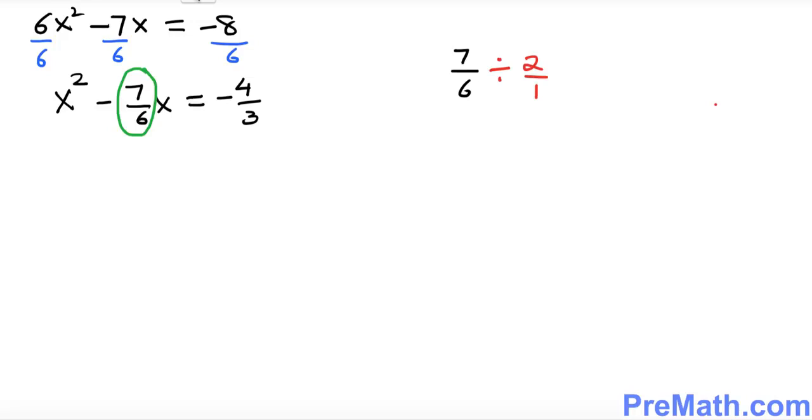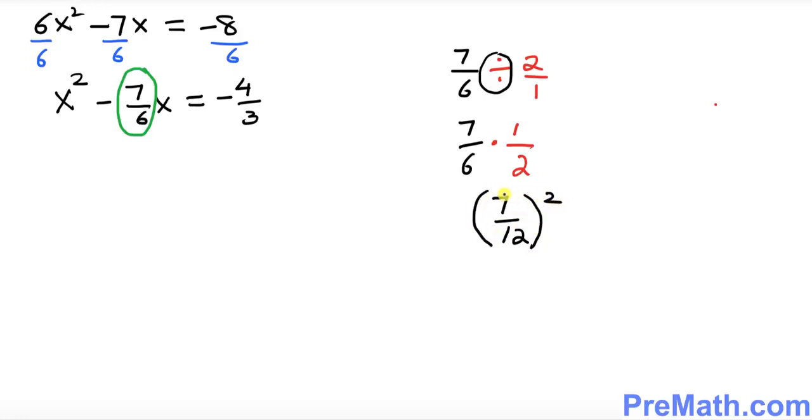Then what are we going to do next? I want you to go ahead with 7 over 6, and this division sign we want to convert into multiplication. When you convert this into multiplication, you have to flip this one over, so that becomes the reciprocal, 1 over 2. That's going to give you 7 over 12. Whatever number you got, 7 over 12, now you must square this thing.